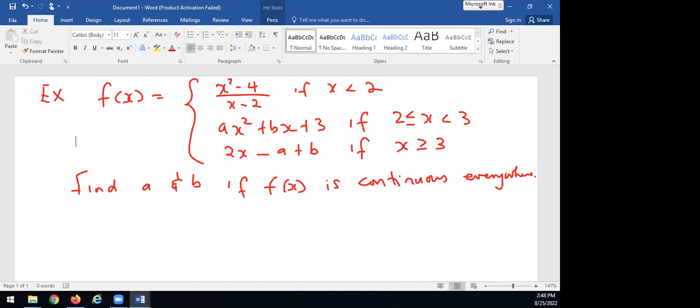So we're going to use the definition of continuity to find the two unknowns, a and b. And this is as hard as your continuity problems will get. They're pretty easy.